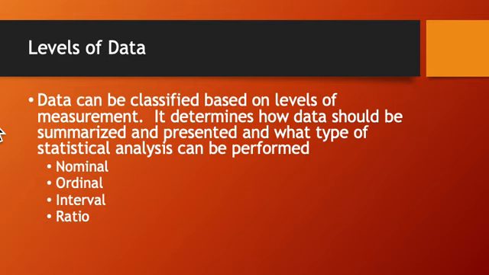Ordinal data is basically nominal data, but now it has some value if we can rank order it, like the best city to live in, or we could look at freshman, sophomore, junior, senior, right? That would be ordinal data. We can rank order it.